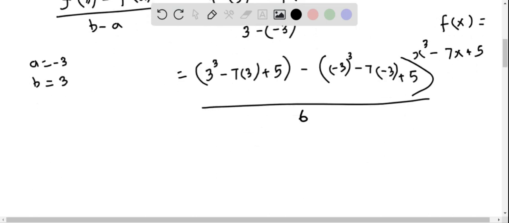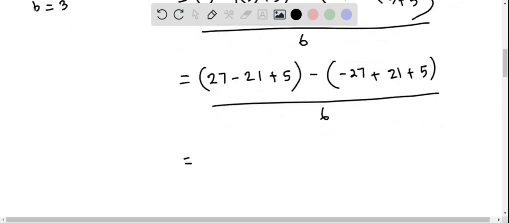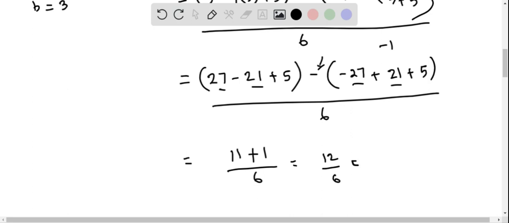In the next step, we just have to simplify this. This is 3 cube is 27 minus 7 times 3 is 21 plus 5, minus of negative 3 cube is negative 27 and negative 7 times negative 3 is plus 21 plus 5, all over 6. So let's simplify the numerator. We have 27 minus 21, this is 6. 6 plus 5 is 11, minus of minus 27 plus 21 equals minus 6. Minus 6 plus 5 is basically minus 1. We already have a minus over here, so minus minus will become plus. So this is going to be 11 plus 1 divided by 6. So it's 12 over 6, which gives us 2. Let's say this is equation 2.